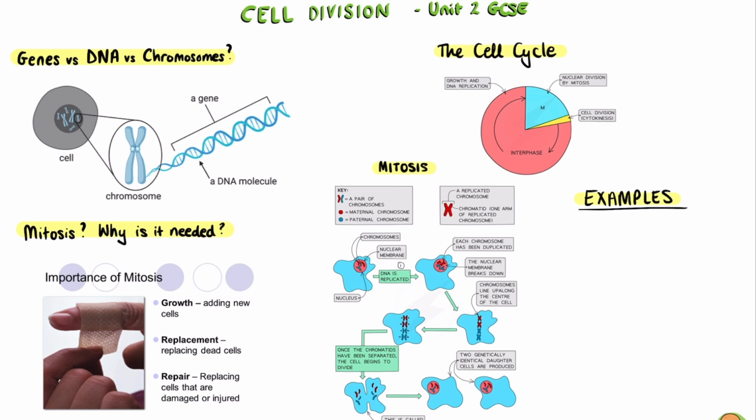So a lot of people find it confusing. What's a gene? What's DNA? What are chromosomes? What's the difference between all these things? So let me try quickly break it down for you.